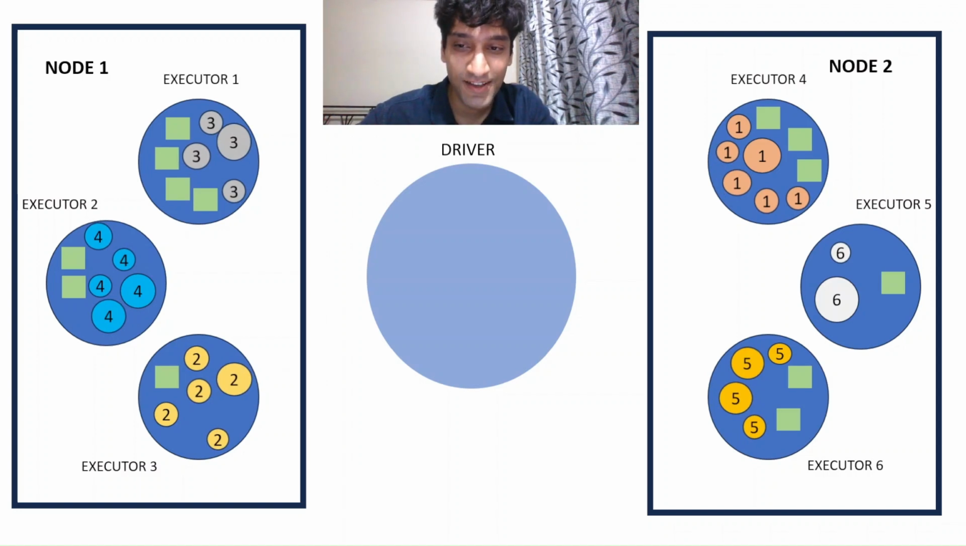And yeah, this is what shuffling is, to group similar kinds of data into one place where the aggregation can happen.